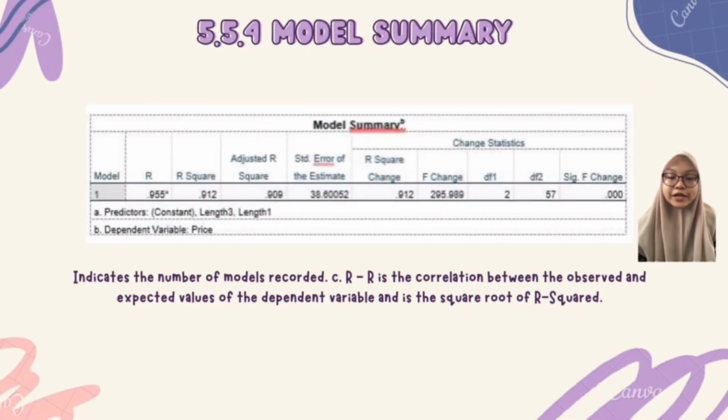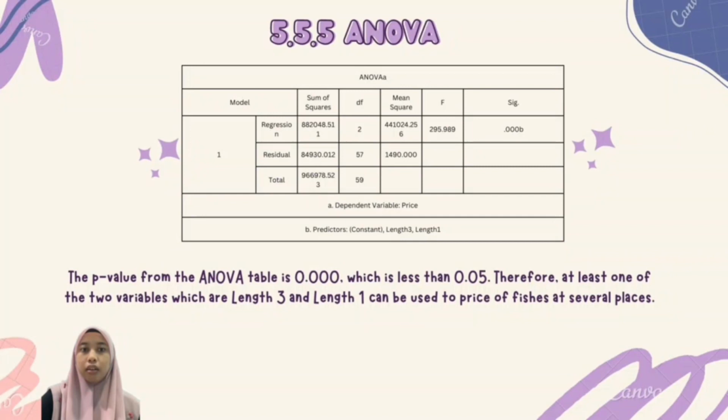5.5.4 Model summary. Model summary lets us specify many models in a single regression operation. This indicates the number of models recorded. R is the correlation between the observed and expected values of the dependent variable and is the square root of R squared. 5.5.5 is ANOVA.